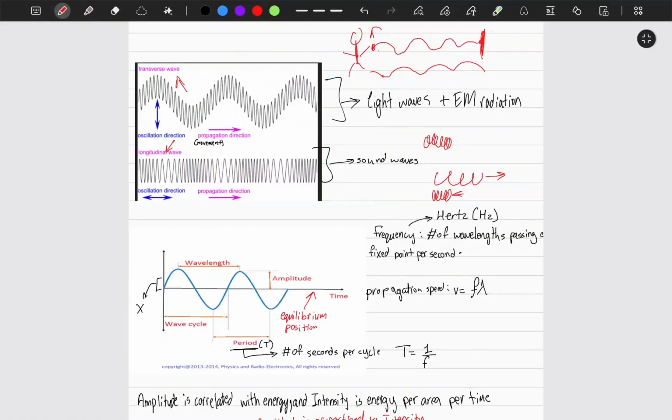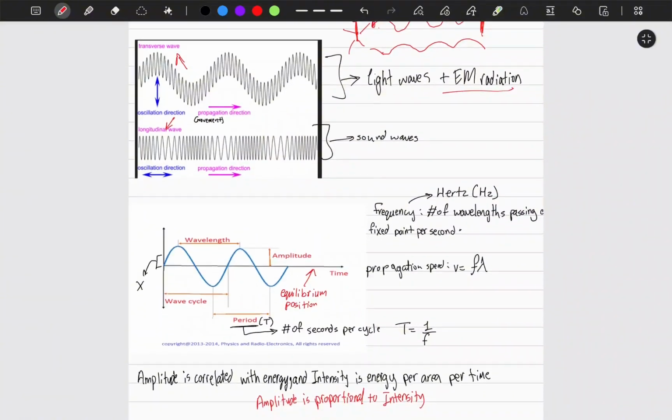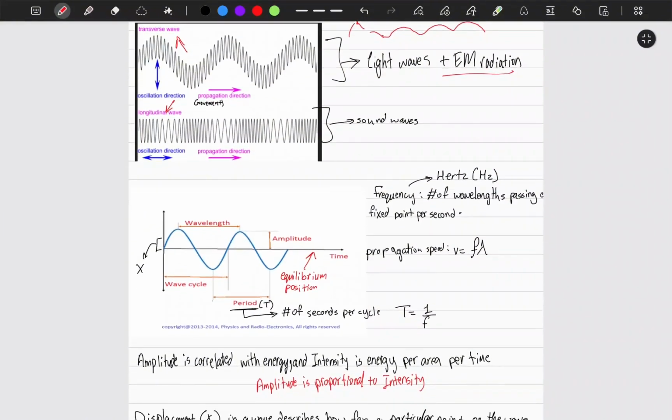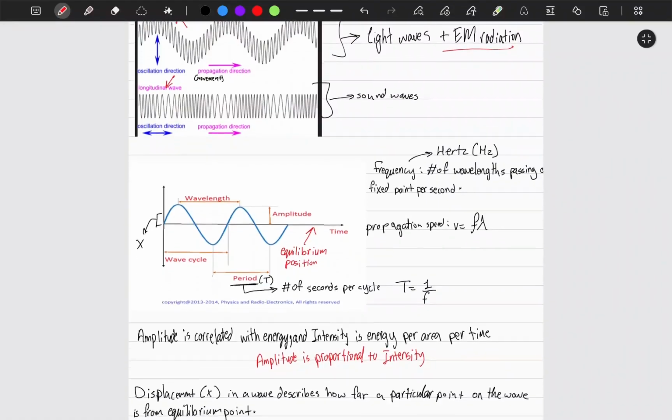Transverse waves, great examples of them are light waves as well as electromagnetic radiation. For longitudinal waves, these are going to be sound waves mostly, but you can also think about earthquakes. Those are also longitudinal waves. Think about the way they vibrate. They don't go up and down, they go side to side.